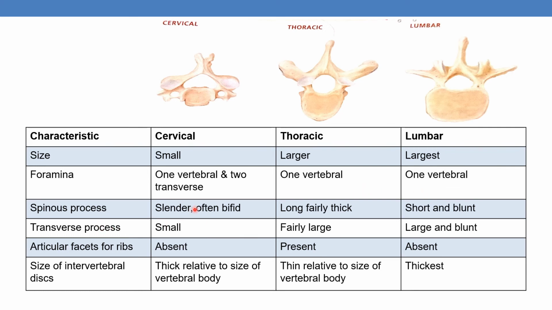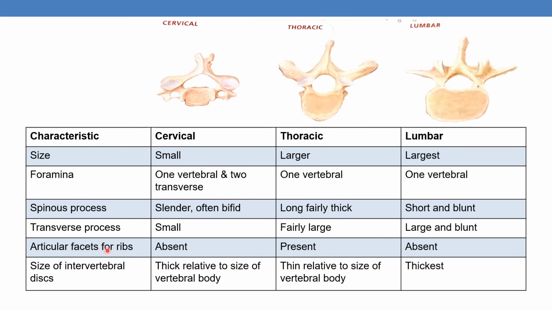Coming to the spinous process, the spinous process of cervical vertebrae is slender, often bifid. Here you can see two, which indicates it is bifid. The spinous process of thoracic vertebrae is long and fairly thick. The spinous process of lumbar vertebrae is short and blunt. Coming to the transverse processes, in cervical vertebrae they are small, whereas thoracic vertebrae have fairly large transverse processes. Lumbar vertebrae have large and blunt transverse processes.